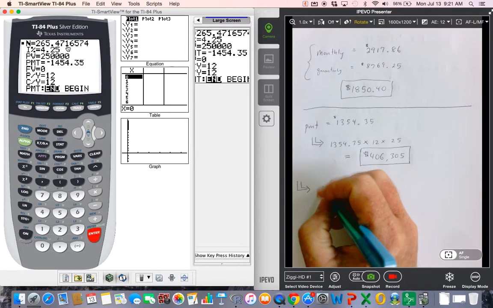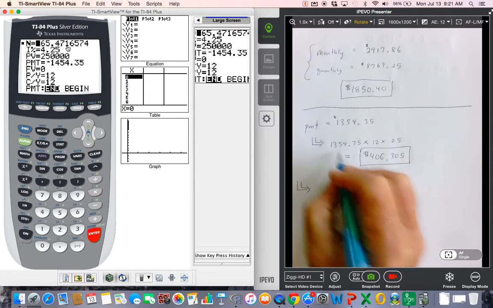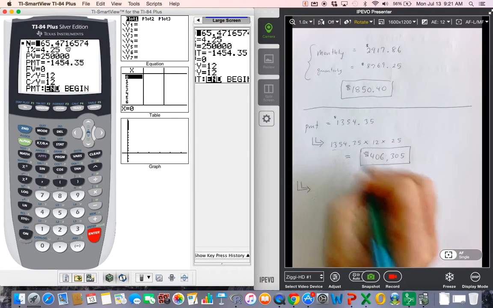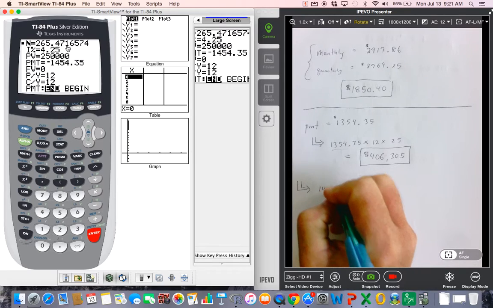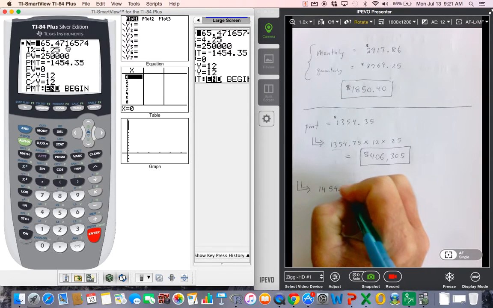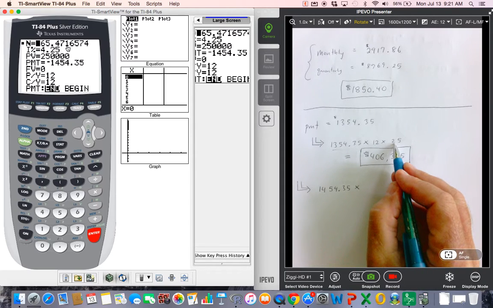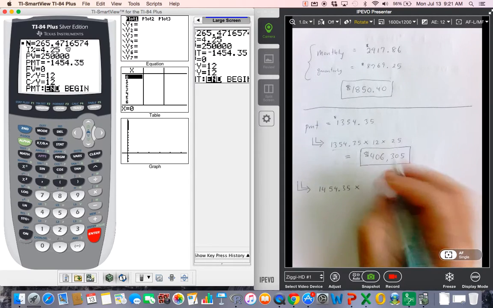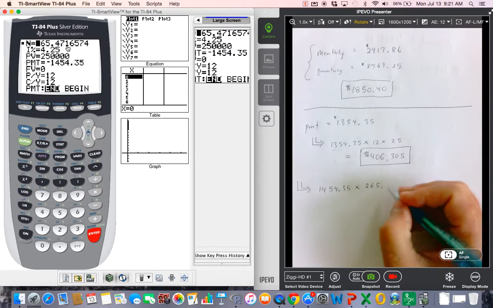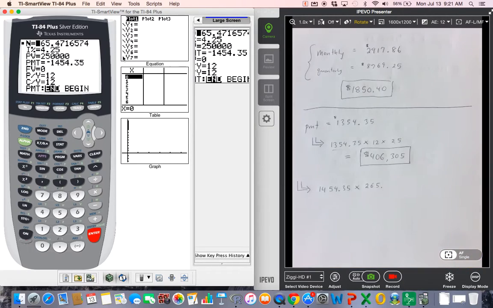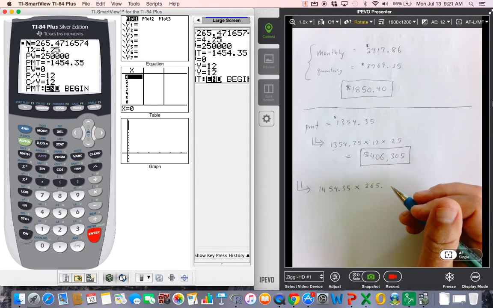So instead of paying 1354.35, I paid 1454.35. But this 12 times 25, that was my 300. But so I just need to put the 265 that I get from my calculator. Let me get that out of the way. 472.